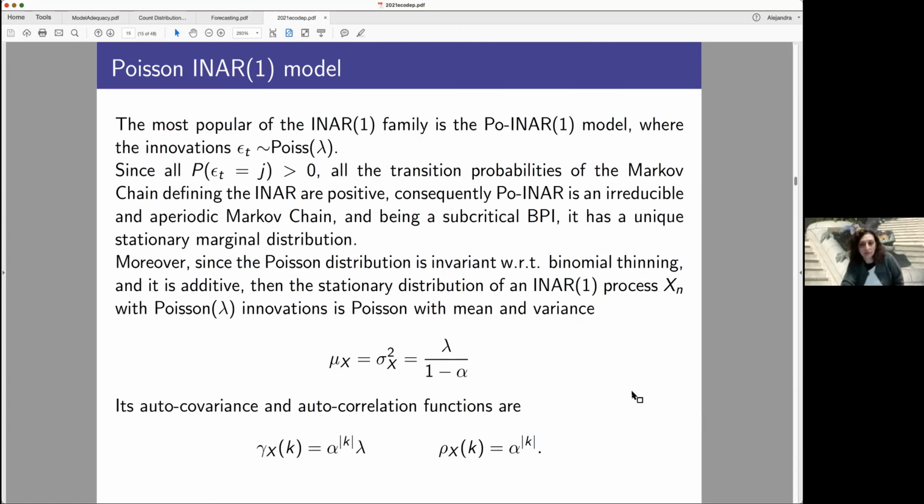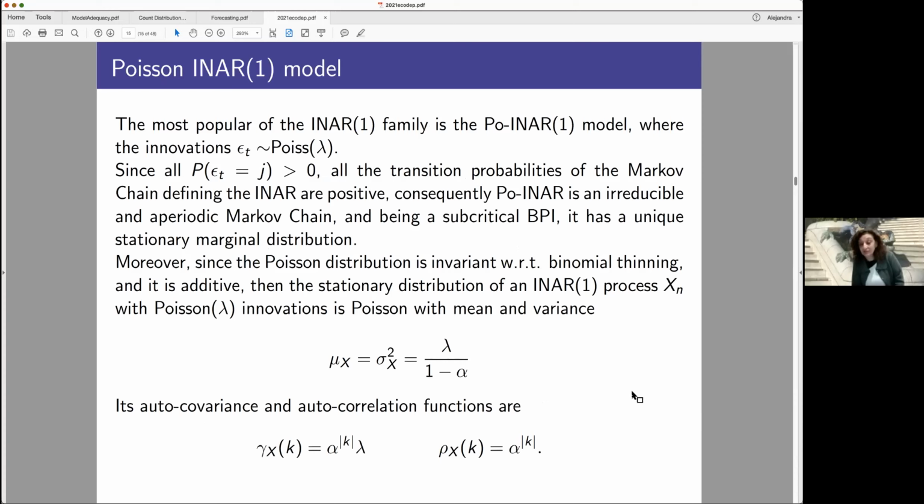Okay, so now it's time to say something about the innovations. The standard distribution for the noise in the Box and Jenkins setup is the normal distribution and nobody questions it. Well, more or less the same happens here.